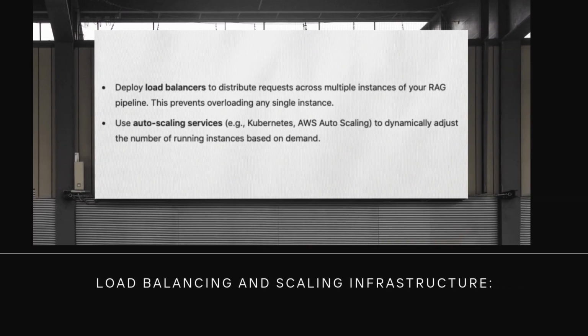Load balancing and scaling infrastructure. Deploy load balancers to distribute requests across multiple instances of your RAG pipeline. This prevents overloading any single instance. Use auto-scaling services, e.g. Kubernetes, AWS auto-scaling, to dynamically adjust the number of running instances based on demand.